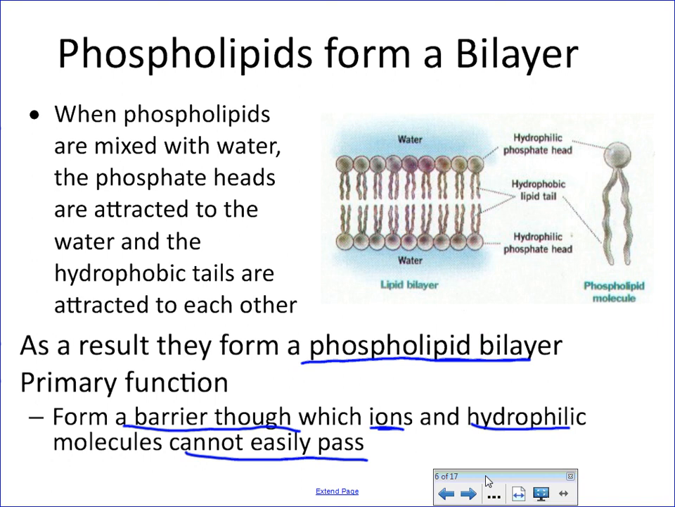Because of that hydrophobic core in the middle, something that is charged, we'll say such as sodium, or even water itself, has a hard time passing through because the water is not going to want to interact with that hydrophobic core and will be repelled by it. So it forms an effective barrier at keeping molecules on one side of the barrier, so we could say keeping things inside the cell, and then keeping things outside of the cell.